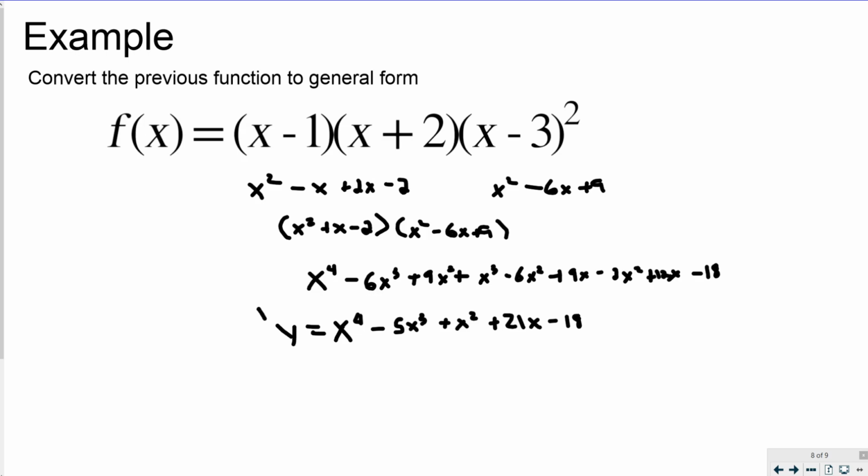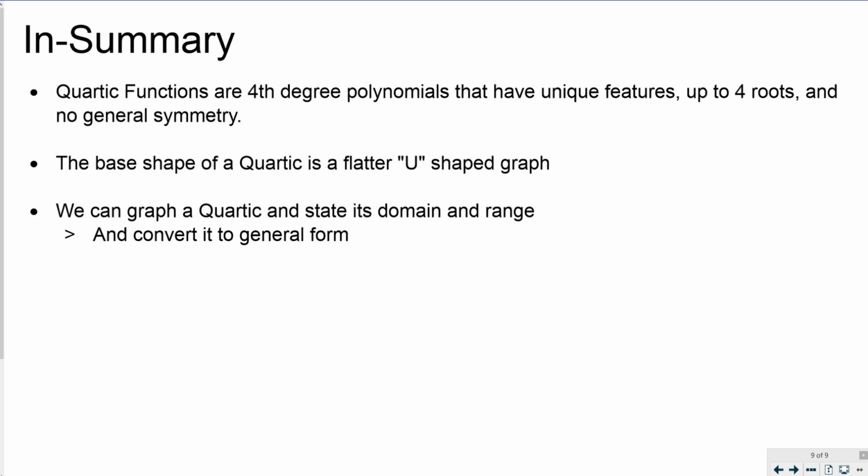Don't worry so much about that one. I think we're going to focus on factored form, but I wanted to show you how to do it just in case. So that's it, guys. In summary, quartic functions are fourth degree polynomials that have unique features. They have up to 4 roots and no general symmetry. The base shape of a quartic is a flatter U-shaped graph, but it quickly stretches into other ones as soon as you add in other hills and crests and things like that. And then we can graph a quartic and state its domain and range, and we can also convert it to general form. And then make sure, don't forget about all the local extrema.